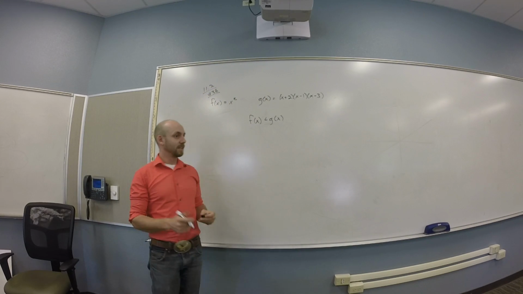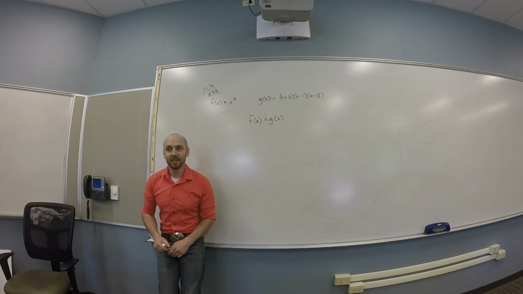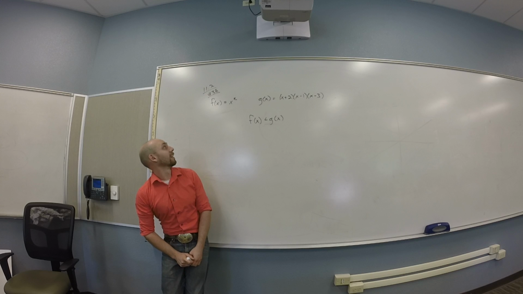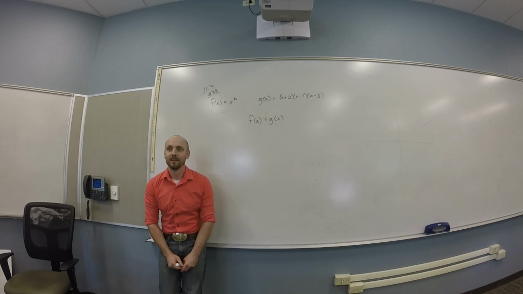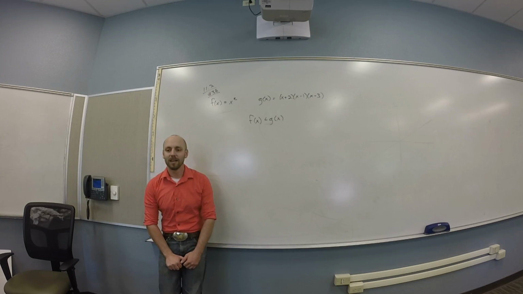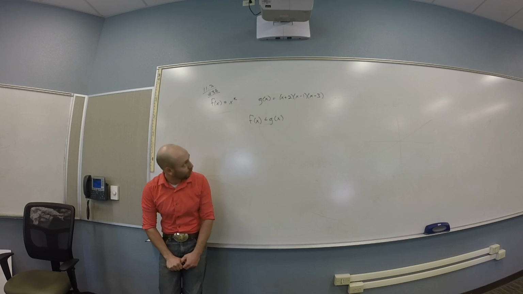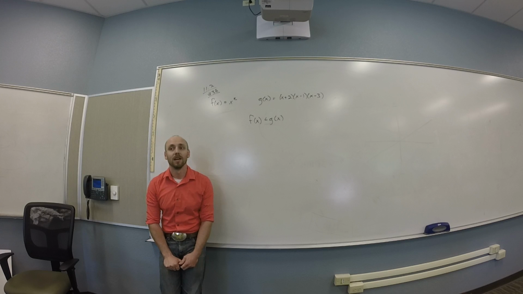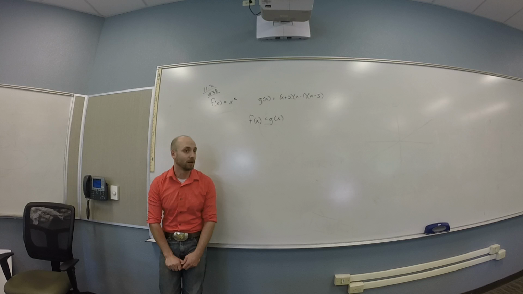All right, ladies, gentlemen, let us try 11.2 number 38. So what we have is f of x is x squared, and g of x is the quantity x plus 2 times the quantity x minus 1 times the quantity x minus 3. And I'm supposed to find all the x's where g is bigger than f.